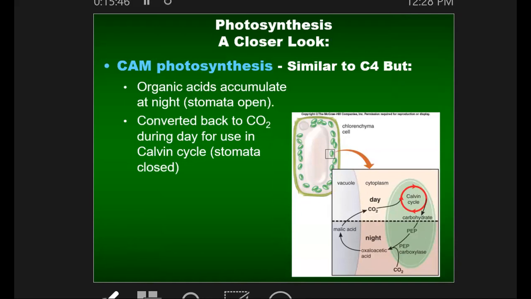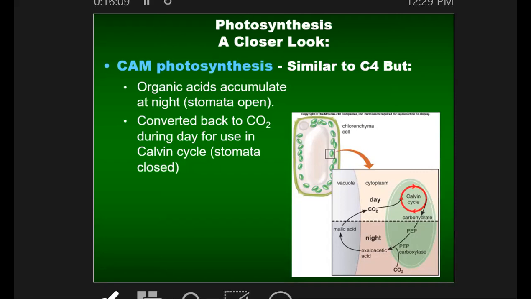And then during the day, they just mobilize the malate out, have it as a vector to go from the vacuole to the chloroplast in the same cell, so it's less distance to travel compared to C4. But again, malate is delivering the CO2. So that Rubisco is getting bathed with CO2.